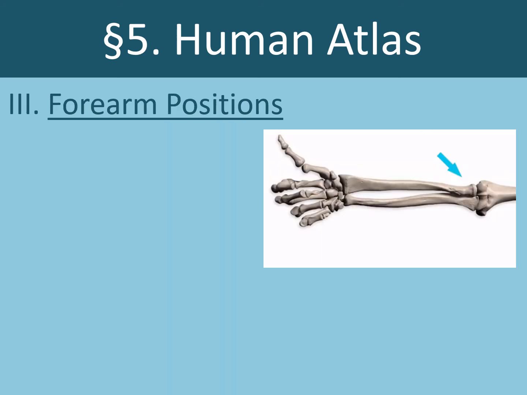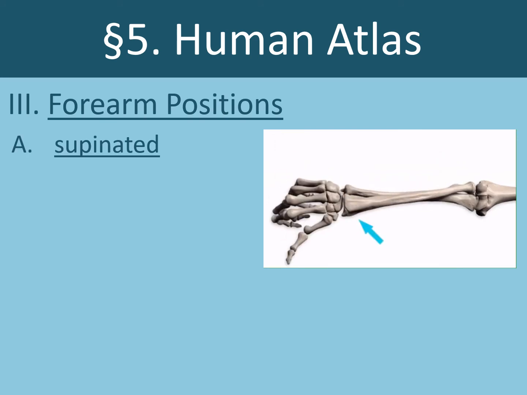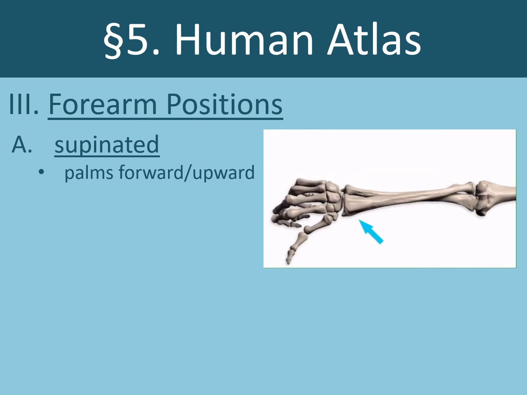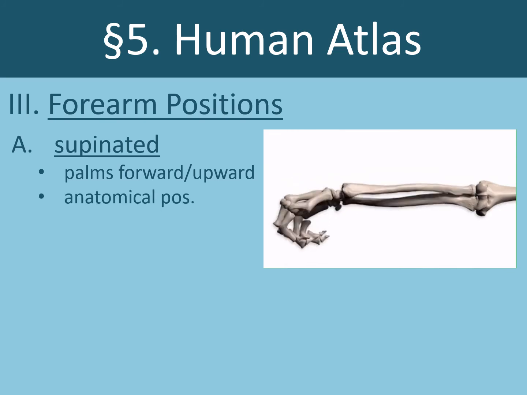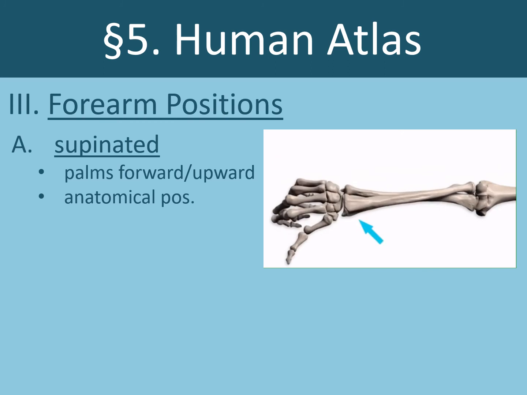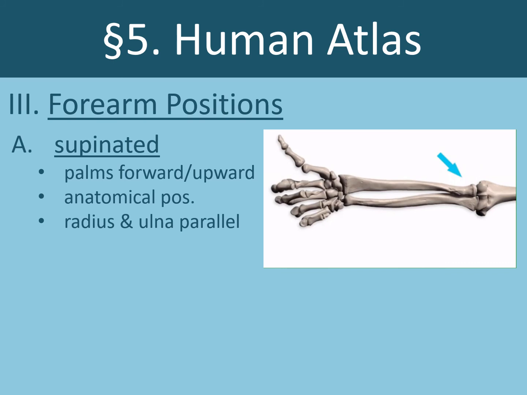In anatomy, sometimes the position of the forearm is important. We can describe the forearm being in two different positions. First, supinated is when the palms are facing forward or upward. This is the same position we find our forearm in an anatomical position as described previously.